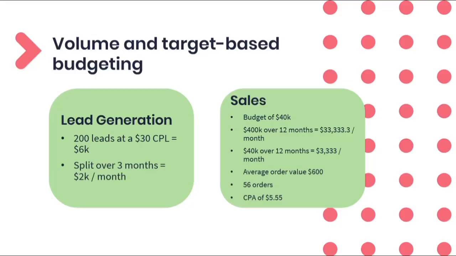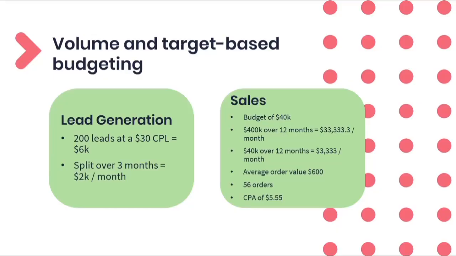Now, in this case, let's say we have an average order value of around $600, which is something that you would calculate by adding all your orders and then dividing it by the amount of orders that you actually have. If we then divide our monthly revenue goal of $33,333 by $600, we'd get about 56 orders a month. Okay, that's what it comes down to.